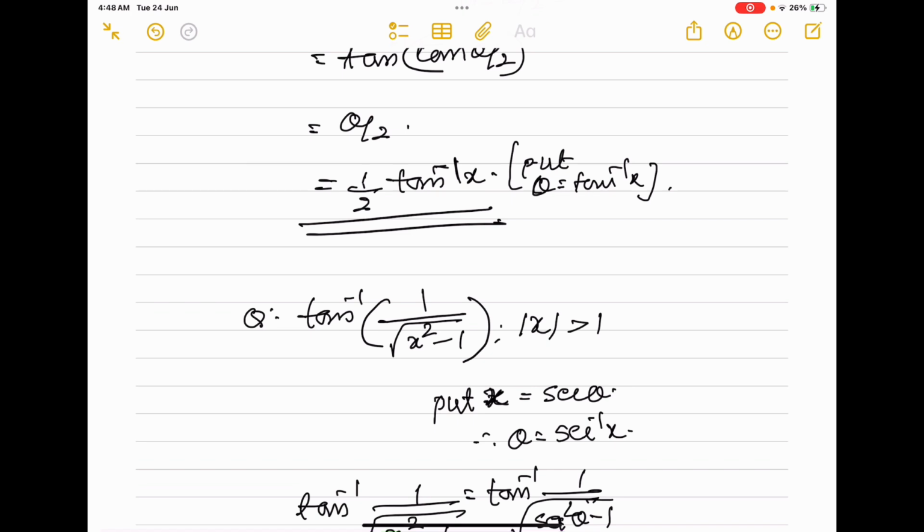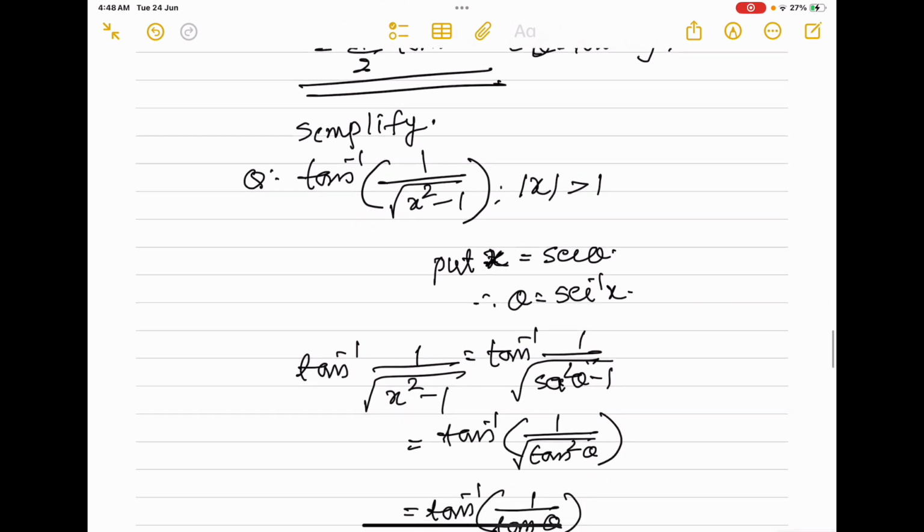So simplify tan inverse of 1 by root of x square minus 1, mod x greater than 1. Here again we want to change this term within the bracket, by putting x equal to a trigonometric function, into terms of tan or cot. Here we know that sec square theta minus 1 equals tan square theta. So put x equal to sec theta, then theta equals sec inverse x.